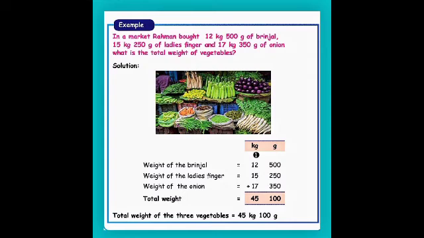Who bought these vegetables? Rahman. Rahman bought three different vegetables. We want to find the total weight of the vegetables. Yes, my dears. So let's move on to the solution part.